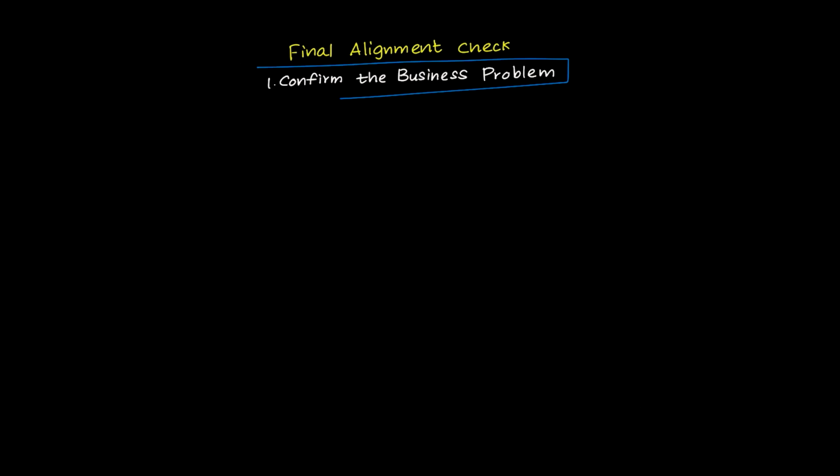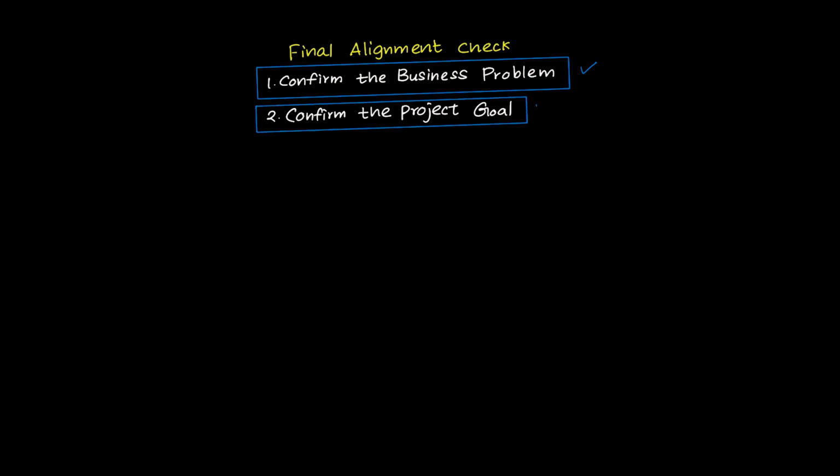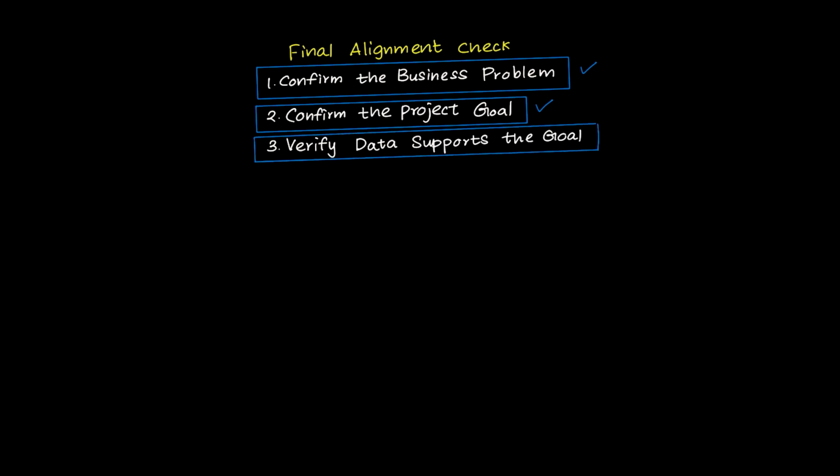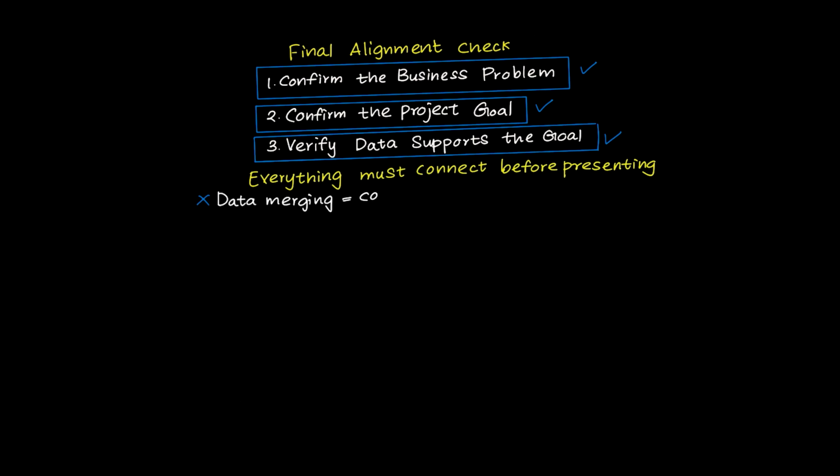You've cleaned your data. Now comes the last checkpoint before presenting your findings. Three things need to happen. Confirm the business problem is clearly defined, confirm the project goal is still valid, and verify that the cleaned data actually supports that goal. This three-step review is called the final alignment check. It makes sure everything connects, the problem, the goal, and the data, before you put anything in front of stakeholders. Skipping this step means you risk presenting findings that don't actually answer the question that was asked.